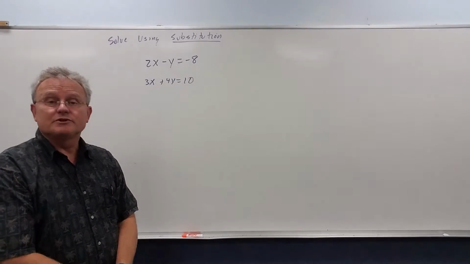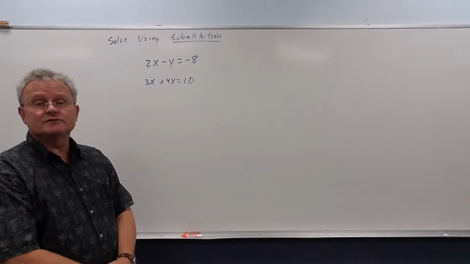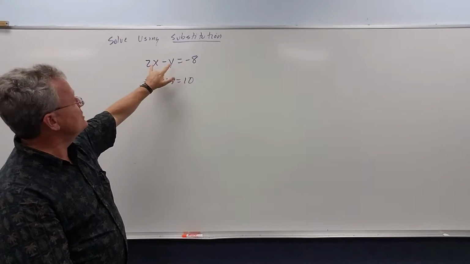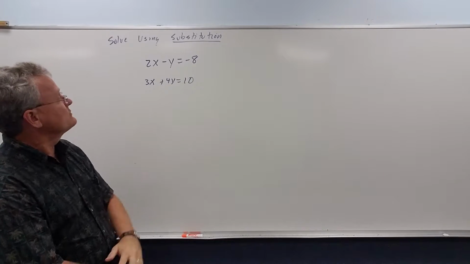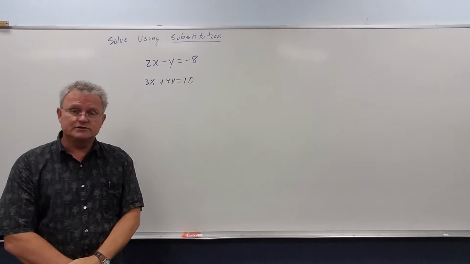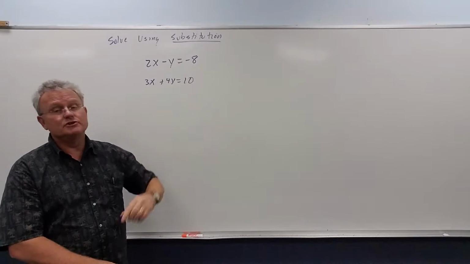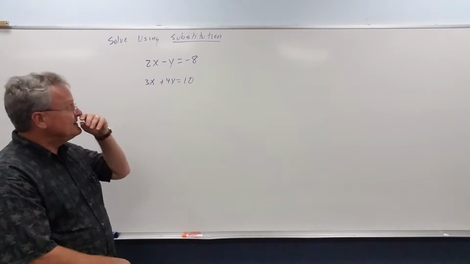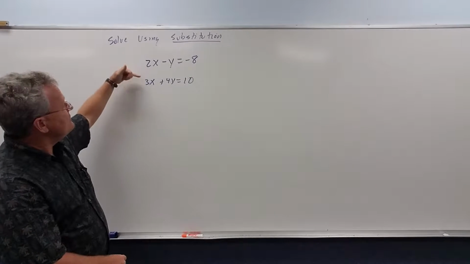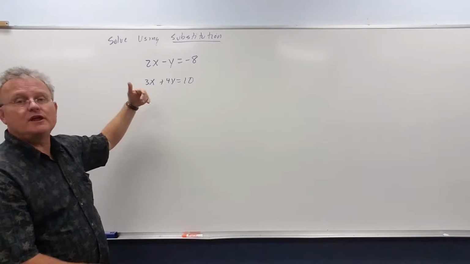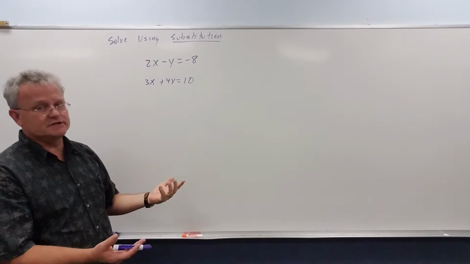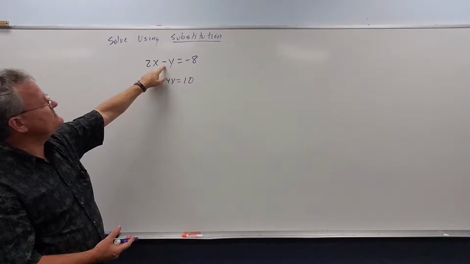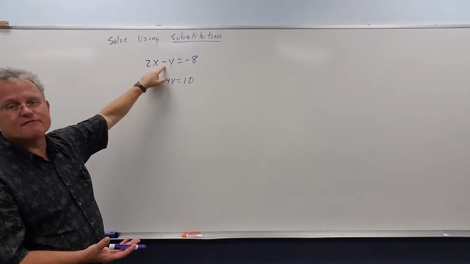Okay, so in this particular problem, we're going to solve this system of two equations and two unknowns, x and y. We're going to solve this system of two equations using substitution. To use substitution, the idea is we want to solve one of these equations for either x or y. It doesn't matter, just pick one.